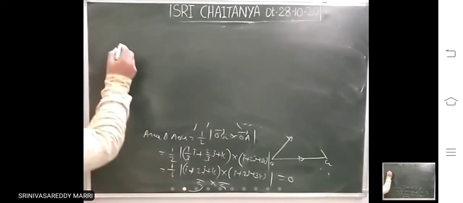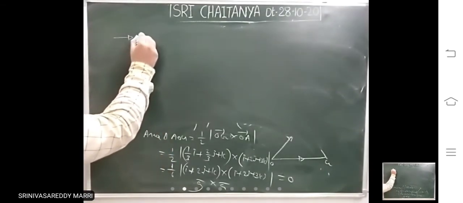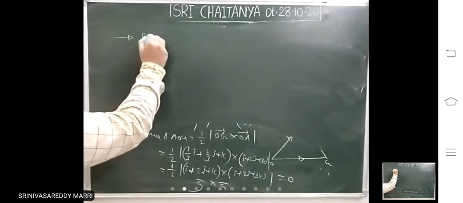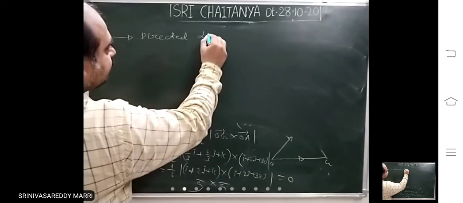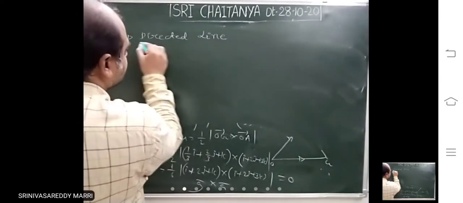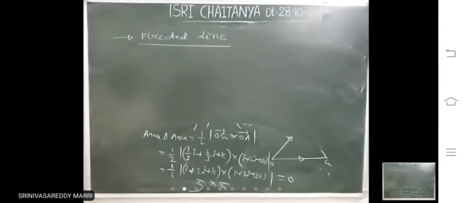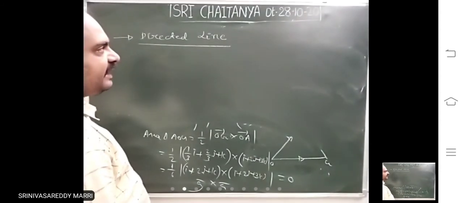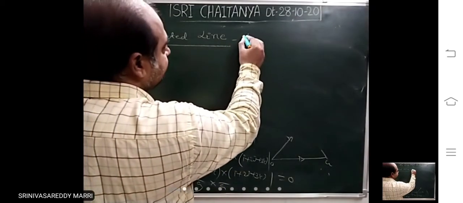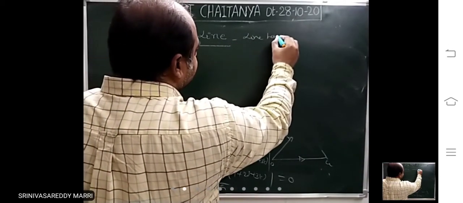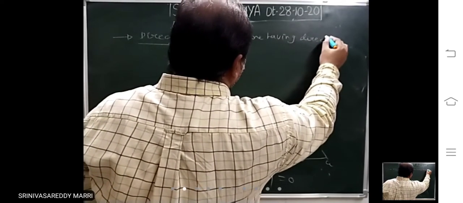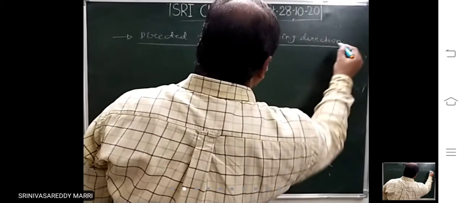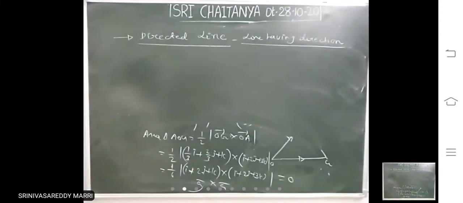Directed line. What is meant by a directed line? Just a line which has direction. A directed line is nothing but a line having direction.